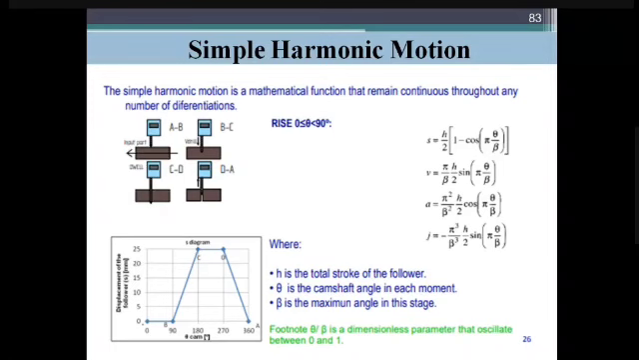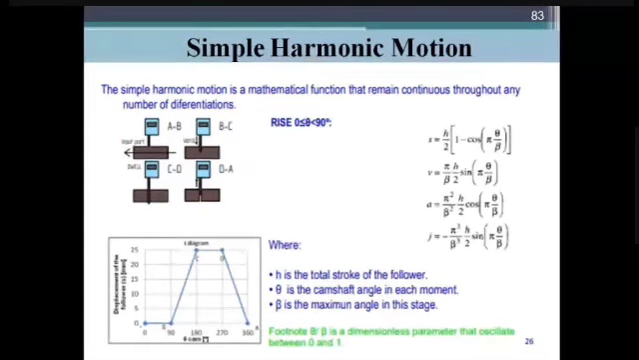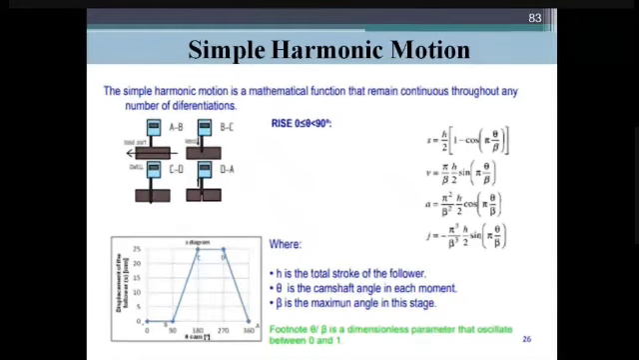Now we go for the real example of simple harmonic motion. A simple harmonic motion is a mathematical function that remains continuous throughout any number of differentiations. Okay, we already know the displacement value. We have already discussed the formula S equal to h by 2 times (1 minus cos pi theta by beta). In some other books, some other formula is given, maybe the theta notation or beta notation has been changed. Not at all a problem.